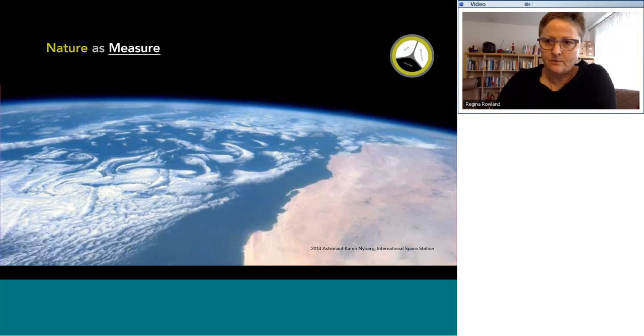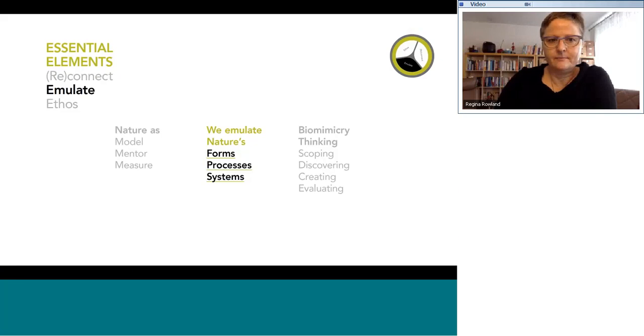So the biomimicry process has a sustainability mandate. And these are the 26 life principles that have been defined as the patterns of nature that make things work here on the planet, and they are also our benchmark for sustainability. We emulate nature, informs processes and systems.